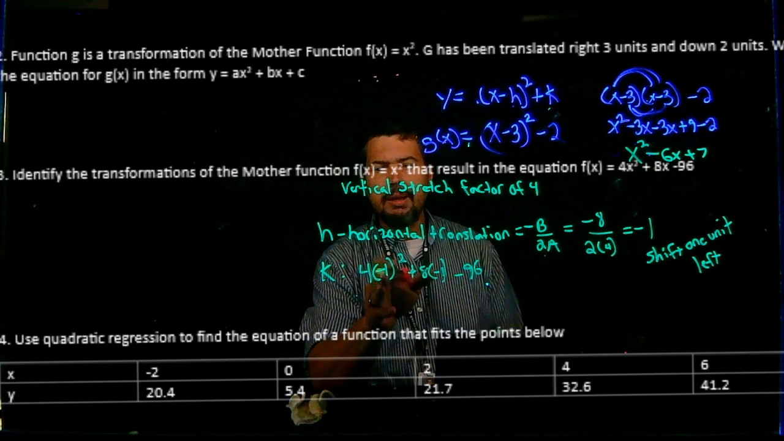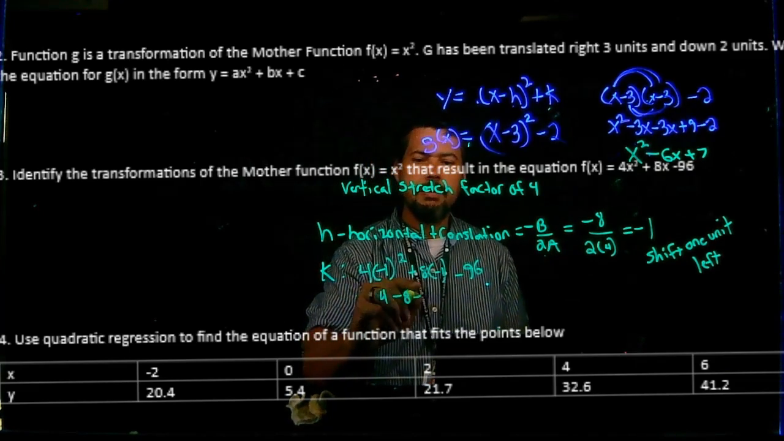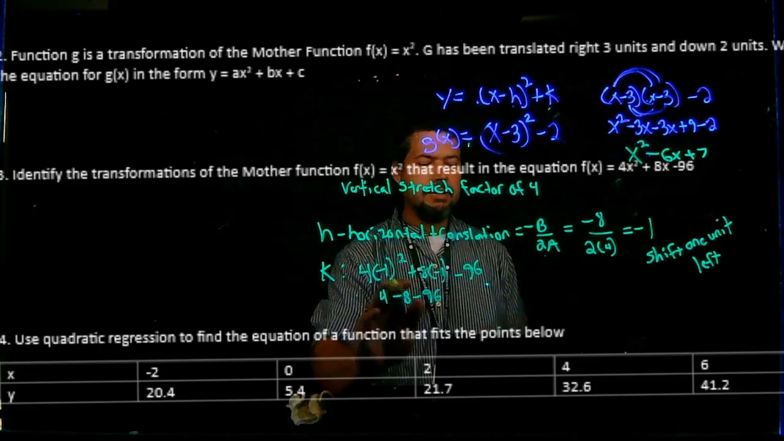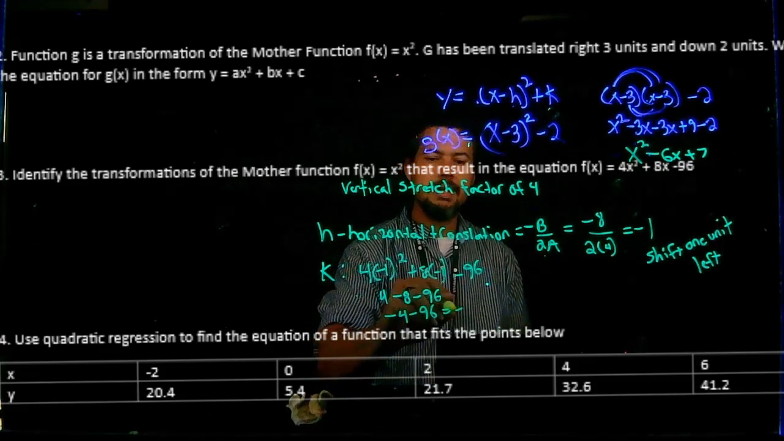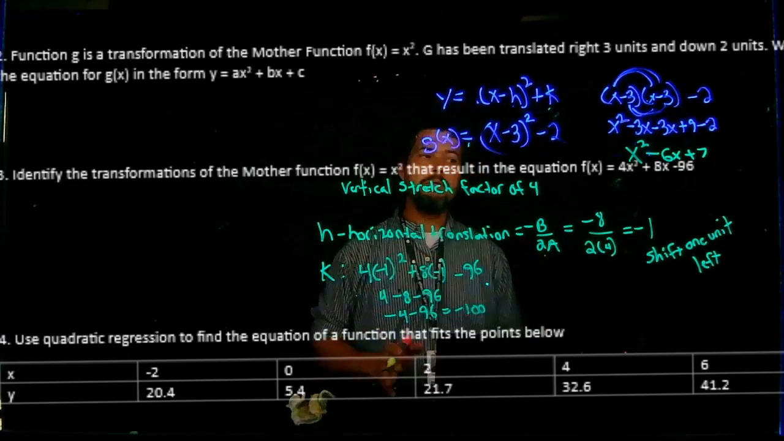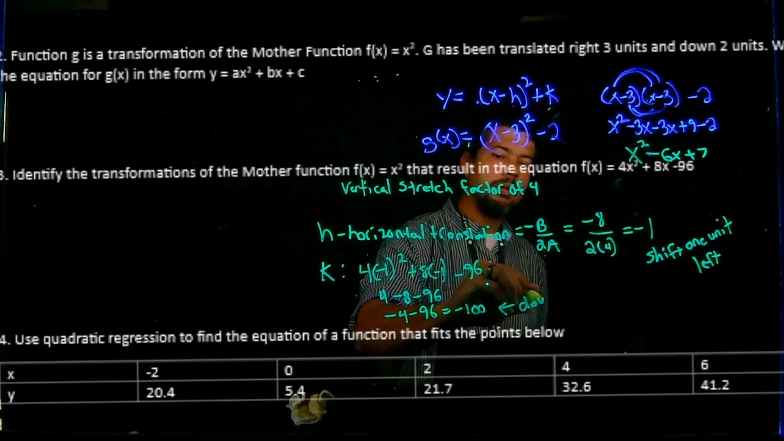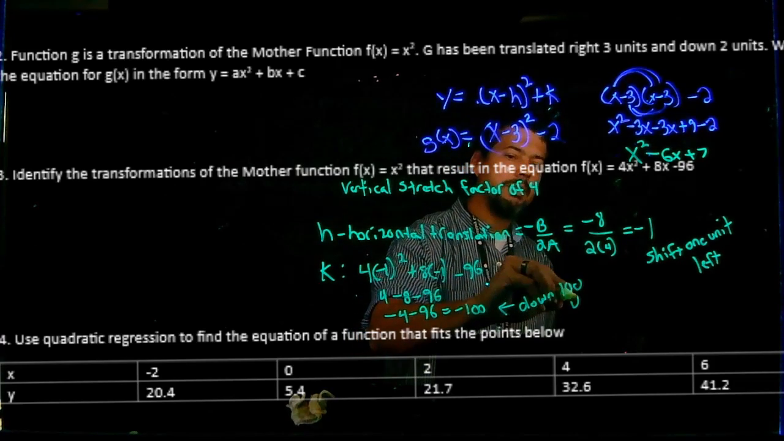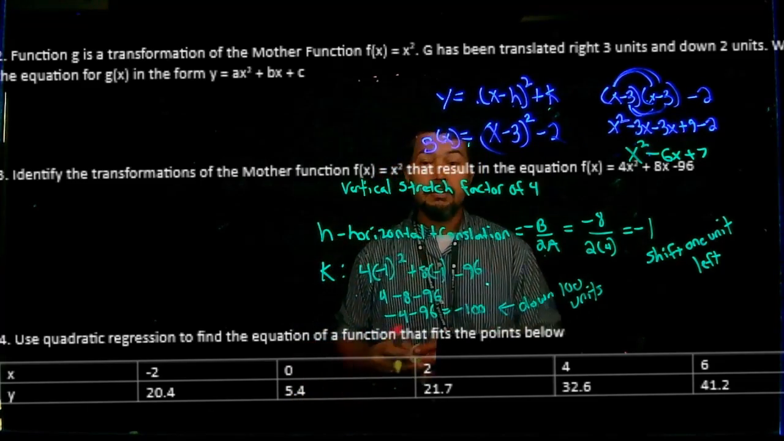This is going to create a positive 1. 4 times a positive 1 is 4. Then we have minus 8, and then we have minus 96. If we take 4 and negative 8 and put them together, we have a negative 4. And negative 4 minus 96 is negative 100. So we shifted 1 unit left, but what does this mean? This means down 100 units. That's what it means.